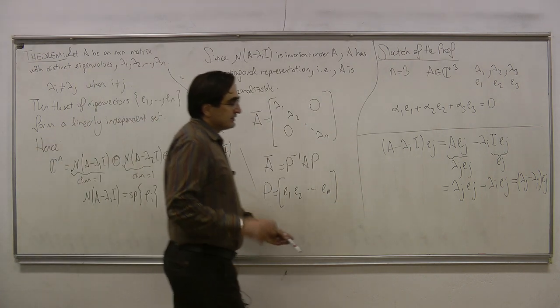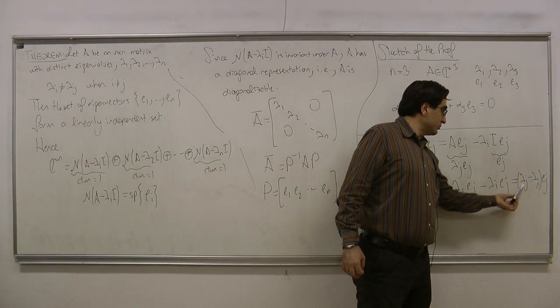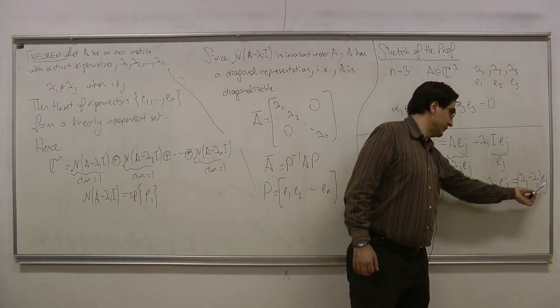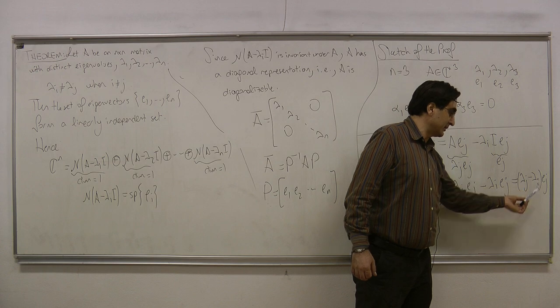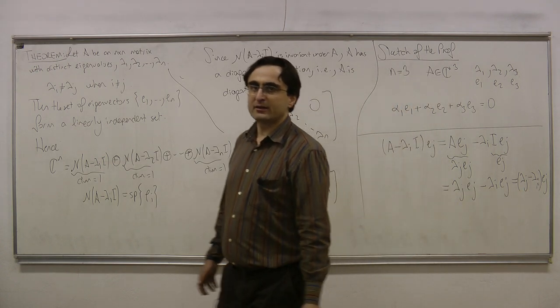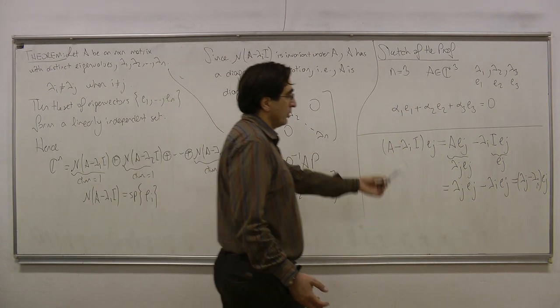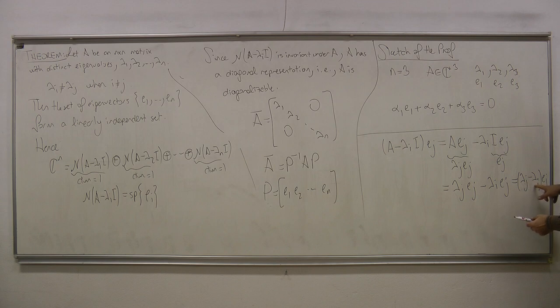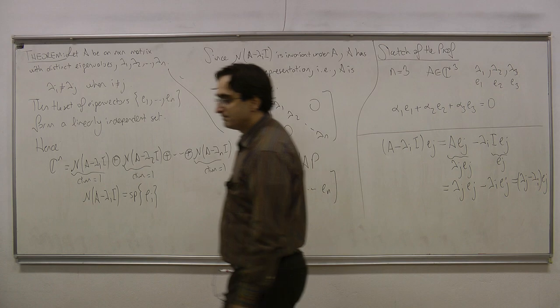So that is this multiplication. You see here that when i is equal to j, indeed this product is equal to zero, because lambda i minus lambda i would be zero in that case, and I would have just zero in the result. But if i is not equal to j, then I'm subtracting lambda i from lambda j and multiplying it with ej. Okay?